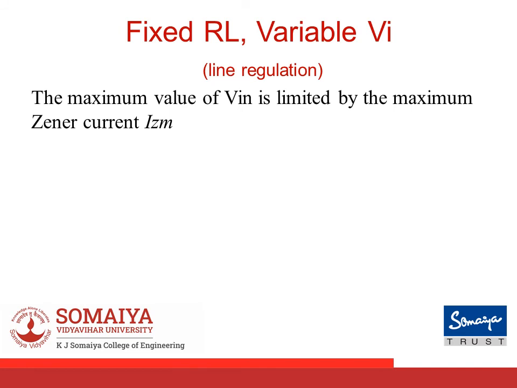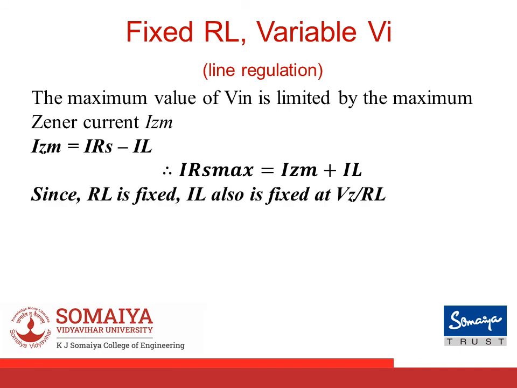The maximum value of Vin is limited by the maximum current that flows through the Zener. IZM can be written as IRs minus IL, and we can hence find out the current flowing through the series resistance to be equal to IZM plus IL. Now since RL is fixed and IL is also fixed at Vz by RL, we can find out Vin max to be equal to the voltage drop across Rs, which is equal to IRs max into Rs, plus the Zener voltage.